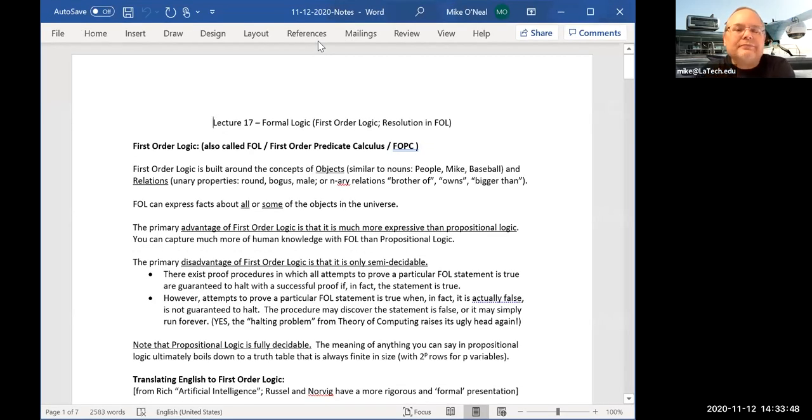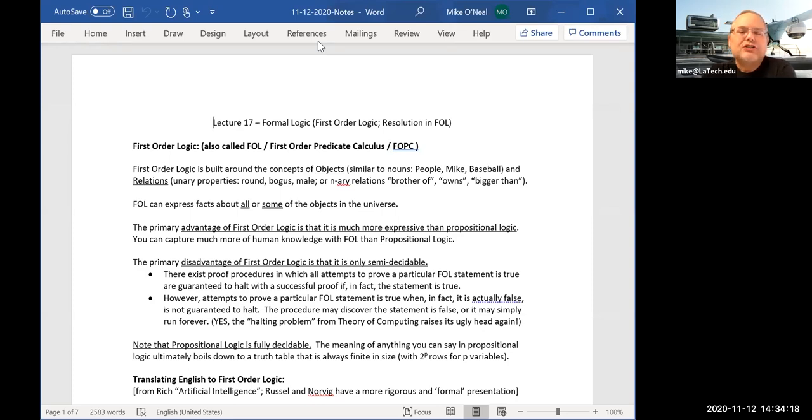First order logic, often abbreviated FOL, as opposed to LOL, is sometimes called predicate calculus, sometimes called first order predicate calculus. Sometimes if someone is talking about AI and they just say logic or formal logic, they probably mean first order predicate calculus.